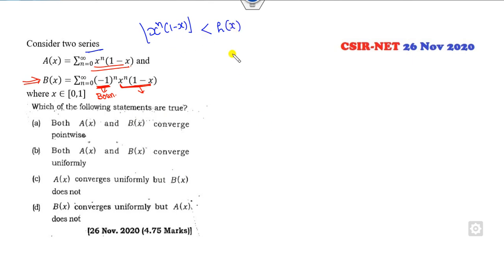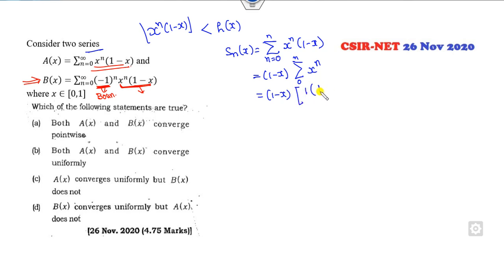Not an easy target. So we can find the Sn, the nth partial sum sequence, with the sum from n equal to 0 to n. Fine. So what is that? 1 minus x will be common. So the rest of the part will be here. This is a GP series. What is the geometric series? a times 1 minus r raised to power n divided by 1 minus r. So it cancels out to 1 minus x raised to power n.